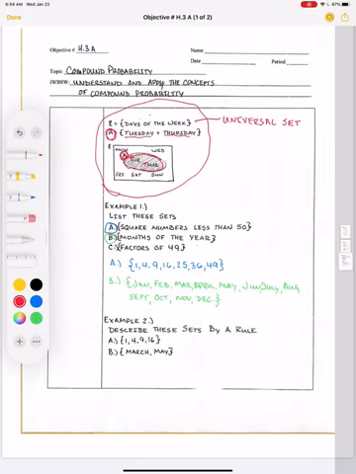Set C is going to be factors of 49, so what you can divide 49 by. 49 can be divided by 1, 7, and 49. Those are all the factors.